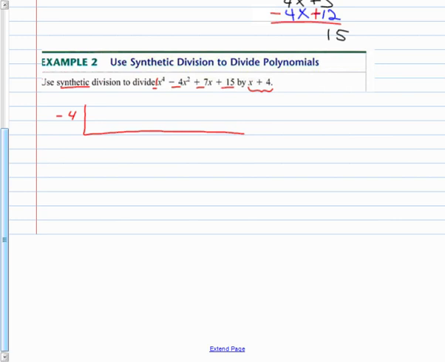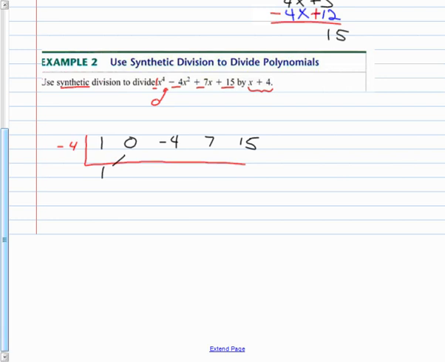And if I am missing anything, what do we do? A 0. So I am going to take the negative 4 from my x plus 4, and then I'm going to write the 1, the 0 for the cubed, and then the negative 4, and the 7, and the 15. Now, we start back at the beginning, and we just drop down that 1. Then we will take the negative 4 and multiply it times the 1 and write the answer right there. Negative 4 times 1 is negative 4.